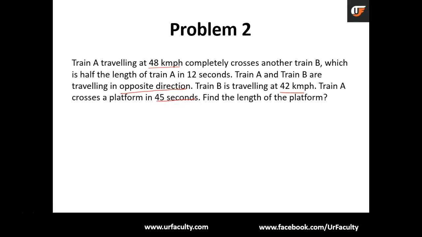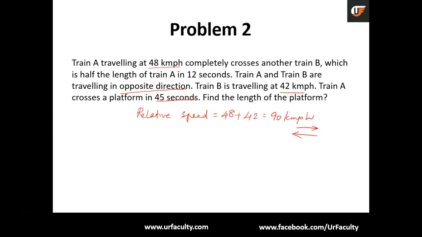Okay, so first of all, let's find out the relative speed of the two trains. What will be the relative speed? It's pretty simple. They are going in opposite direction, so it needs to be added. So it's 48 plus 42 equal to 90 km per hour.